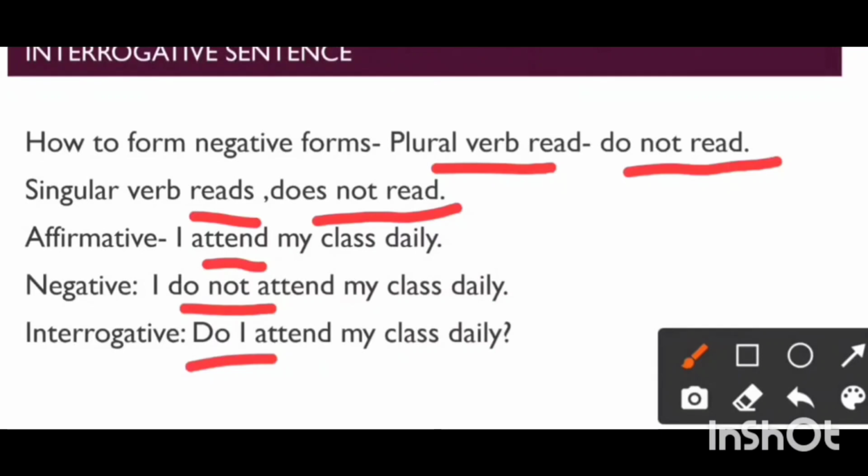How do we write a question? Yes or no question? We begin a yes or no question with do or does, then subject, then main verb, then object and time expression. This is the structure. So learn it.